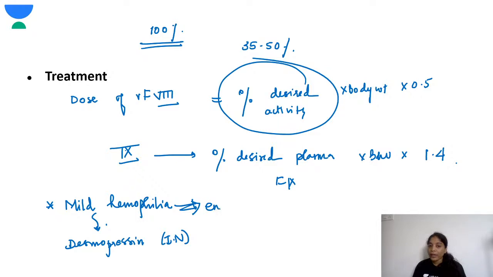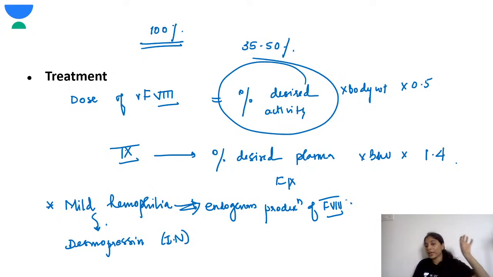So it will have the endogenous production of factor 8. Okay, so this is a drug. Tranexamic acid is used in von Willebrand, so we will not talk about that. Right now we are talking about desmopressin. Desmopressin will cause an endogenous production of factor 8. That is why it is used in mild hemophilia and not in other conditions.